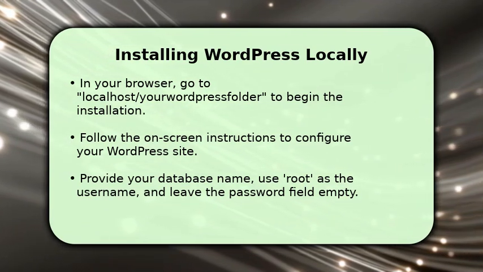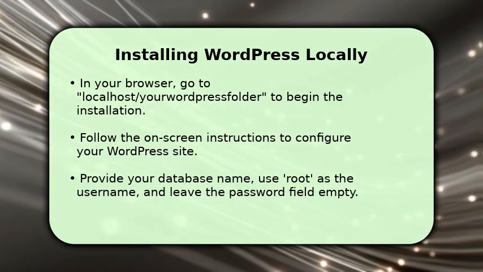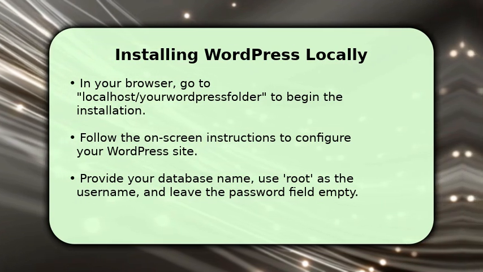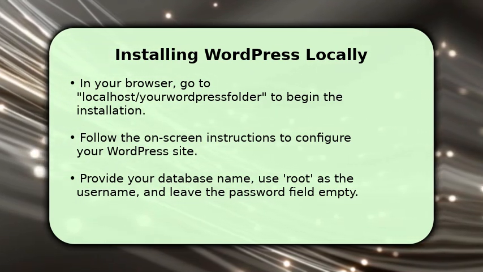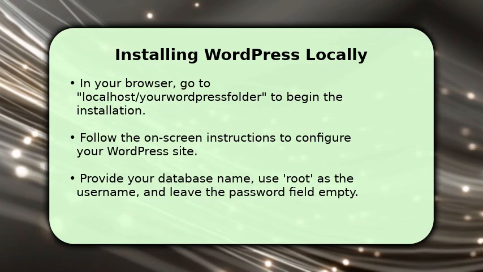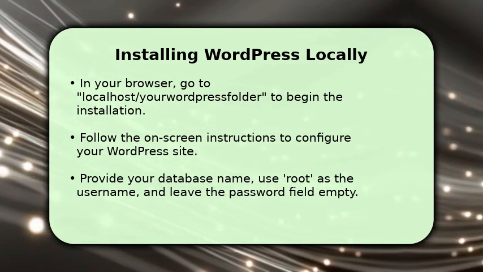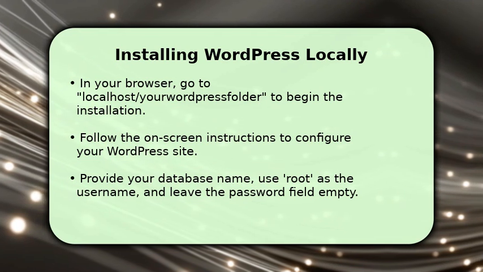Open your web browser and navigate to localhost/yourWordPress folder, replacing your WordPress folder with the name of the directory you placed WordPress in. The WordPress installation wizard will appear. Follow the prompts, selecting your preferred language.